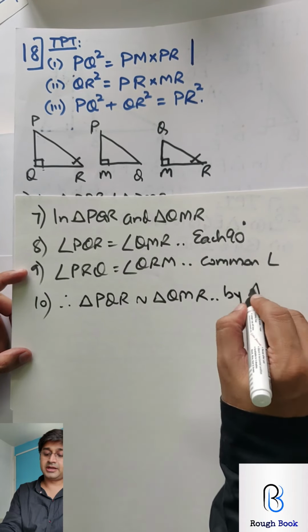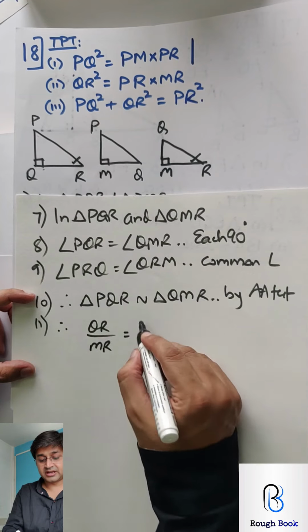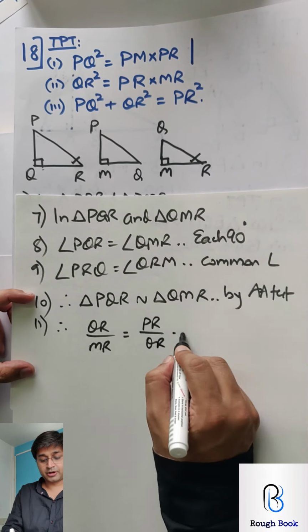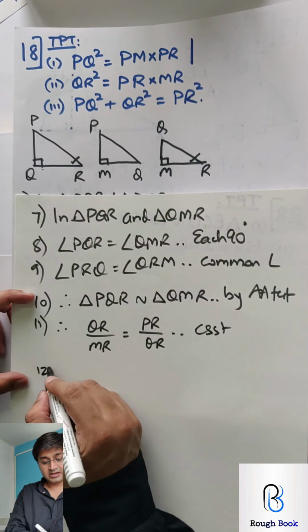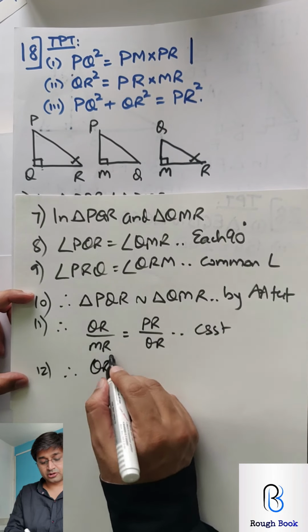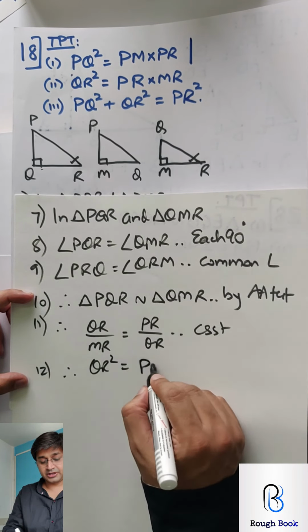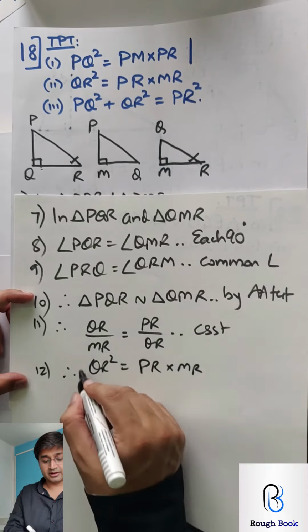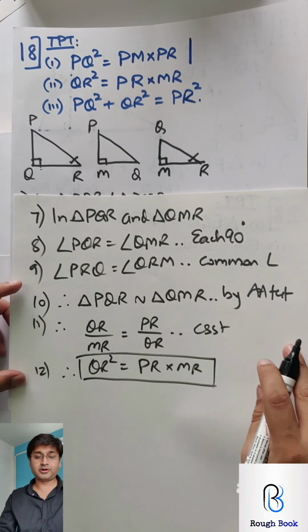Once your triangles are similar, this time I need QR, so I'll take QR upon MR, and here QR is first and last, so PR upon QR, CSST. Let's cross multiply. So therefore QR² becomes PR into MR, and we get our second part.